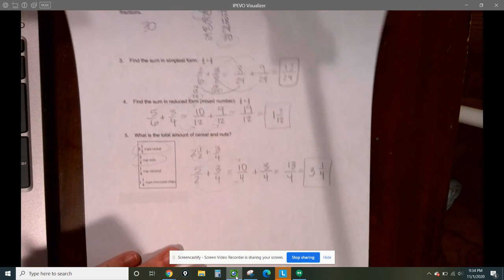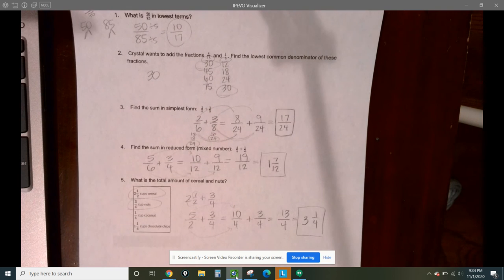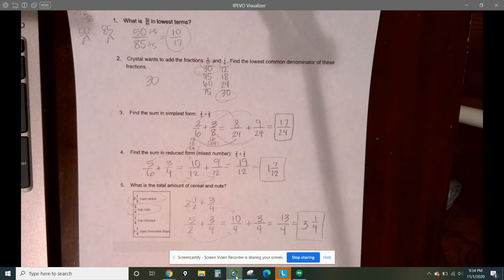Okay, so if you feel good about these problems, go ahead and take your checkpoint right now. Remember, you can use this paper when you do your checkpoint. If you still need help, reach out to me and I can give you some more examples before you do your checkpoint.